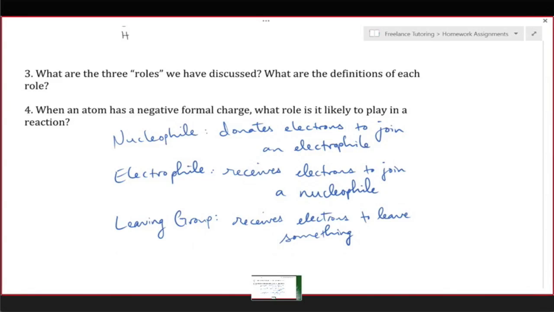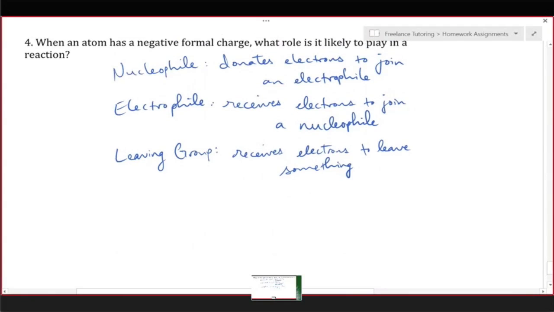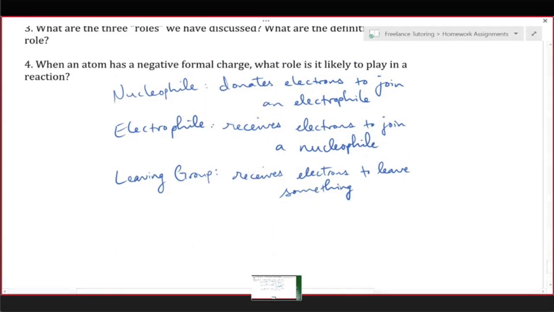Good. When an atom has a negative formal charge, what role is it likely to play? I think I forgot to write that, but it would be the nucleophile. Why? Because it donates electrons to join an electrophile. And a negative charge would make you want to donate electrons to get rid of its charge. Exactly, okay. So overall that was good work.